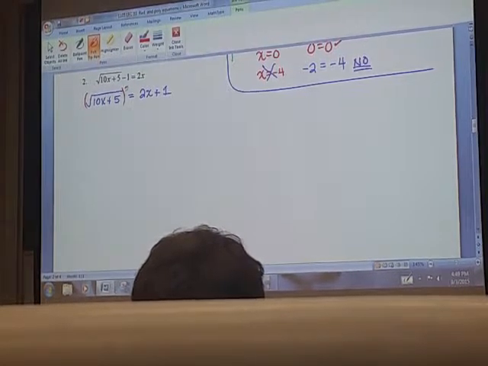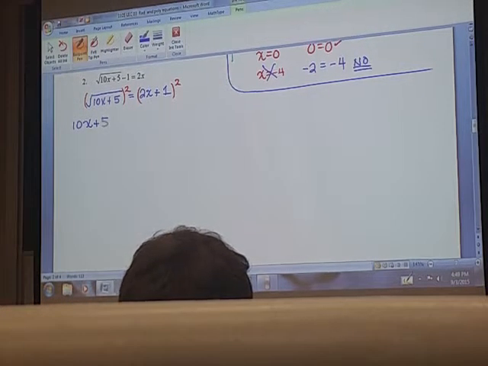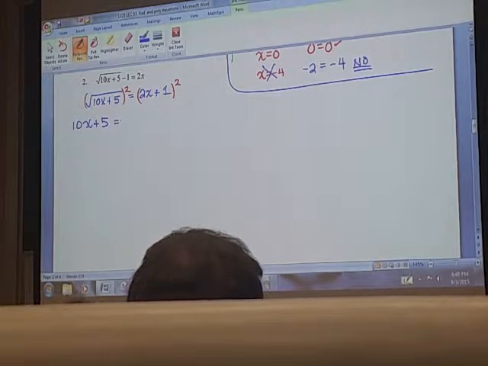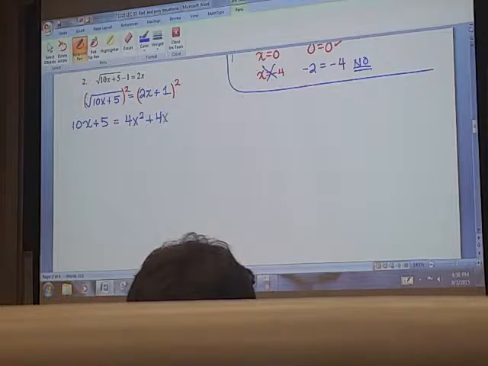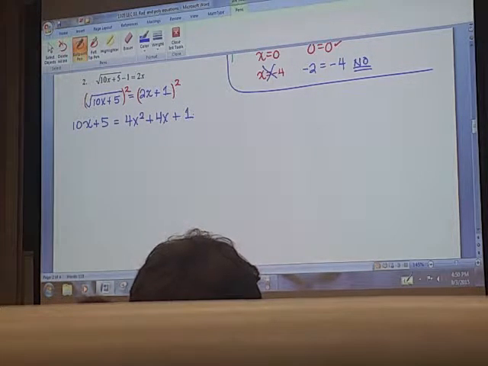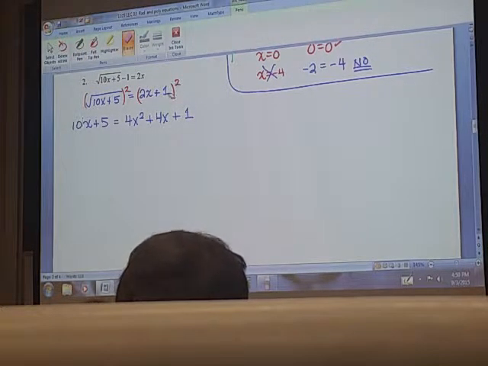Wrap both sides and square it. So over here, it's 10x plus 5. Here, it's 2x squared, so that's 4x squared. 2 times 2x is 4x times 1, still 4x, and 1 squared. Which you can just do like that. So square it, 2 times this, square it. Like you use that little 2 three times.